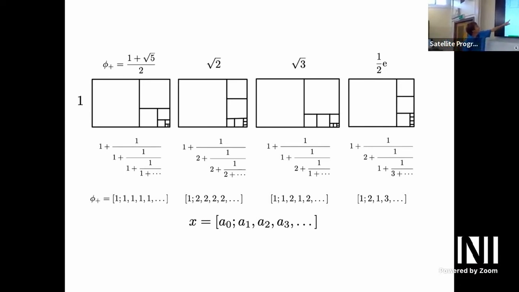So this is the notation: the right way to think about the infinite expansion of an irrational number is to write down its continued fraction expansion. The golden number is 1 plus 1 over 1 plus 1 over 1. And in general, these numbers are going to be integers. So any number could be written as A0, A1, A2, A3, which are the numbers that appear on the left there.